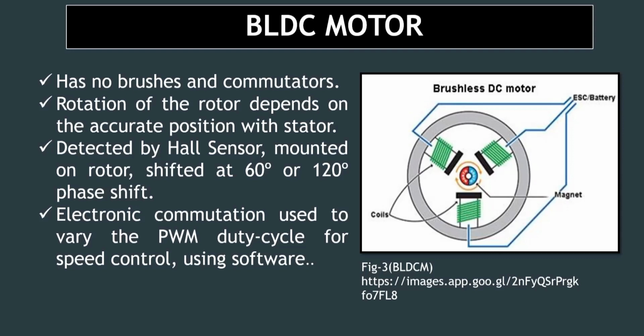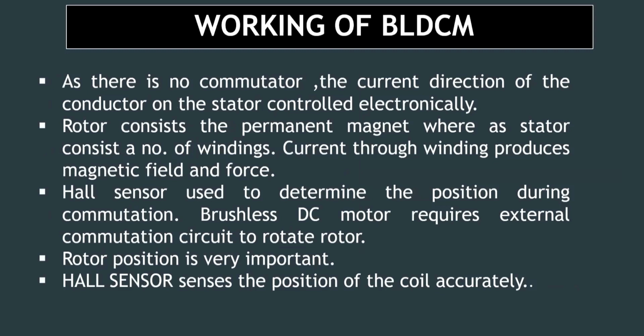Rotation of the rotor depends upon the accurate position with the stator. It can be 60 degree, 120 degree. We are using a rectangular AC waveform, so we will go with the PWM. PWM is pulse width modulation, and they can be controlled. Their speed control can be done by using software. With no commutator, the current reduction of the conductor depends on the state controlled electronically.